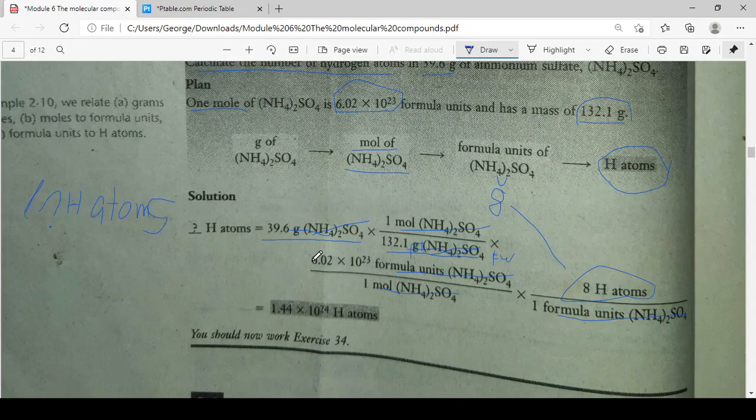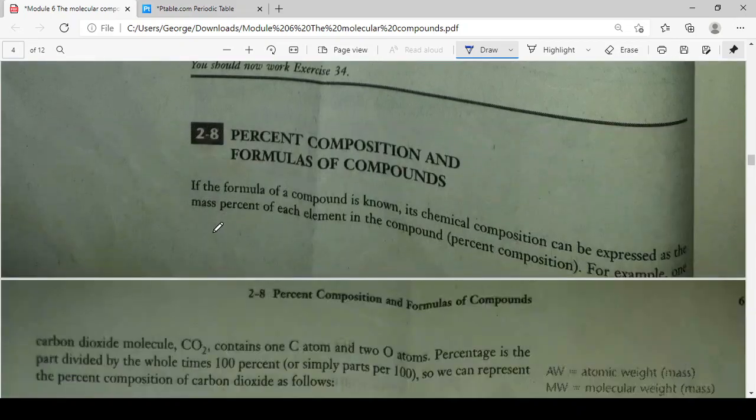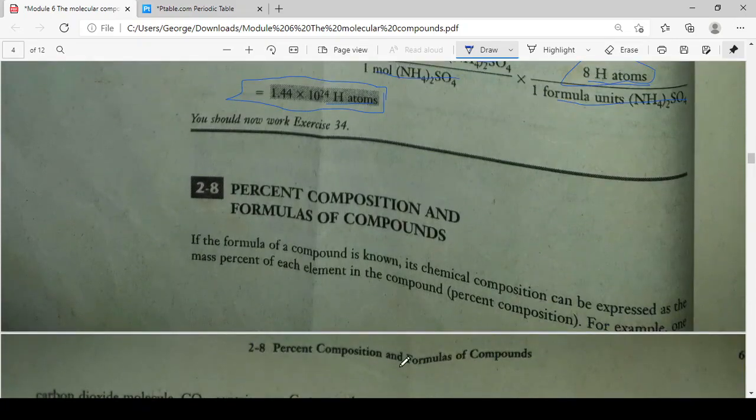39.6 times 1 times your Avogadro's number of 6.022 times 10 raised to the power of 23 times your 8 hydrogen atoms divided by 132.1 grams divided by 1 mole divided by 1 formula unit. You will have your answer now of 1.44 times 10 raised to the power of 24, and your unit is hydrogen atoms. Right?